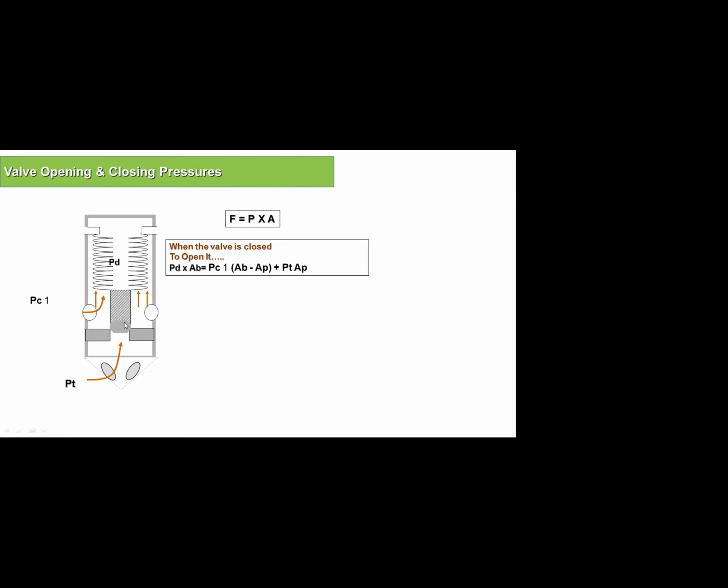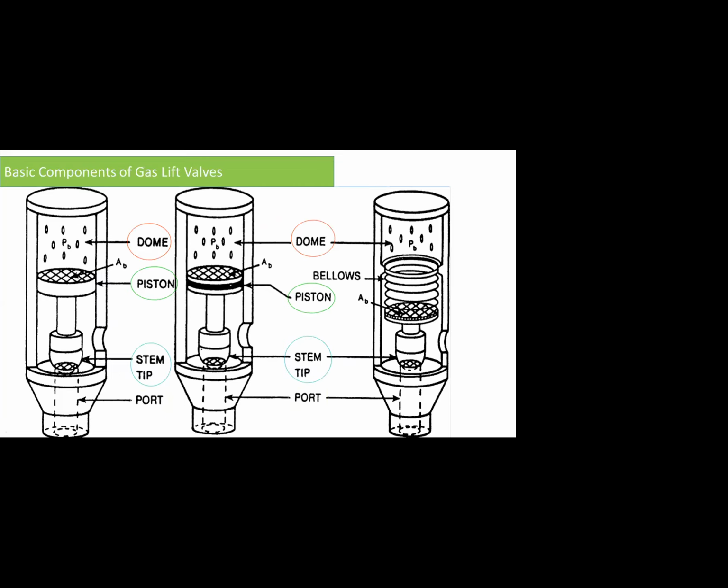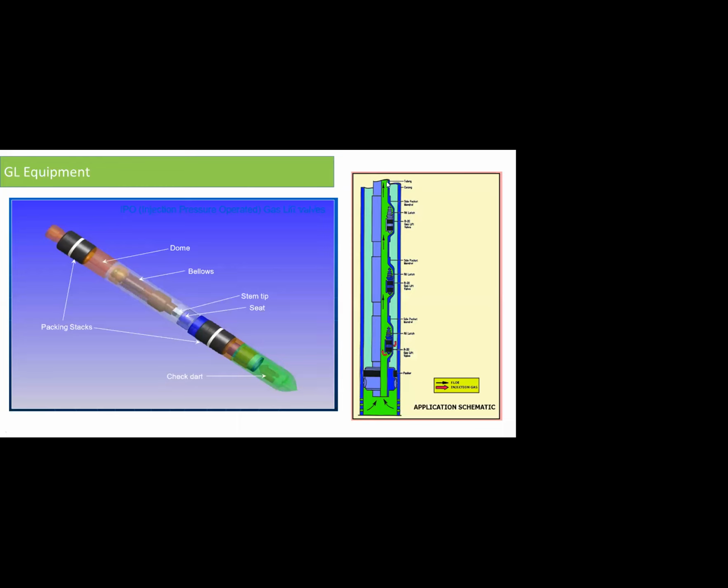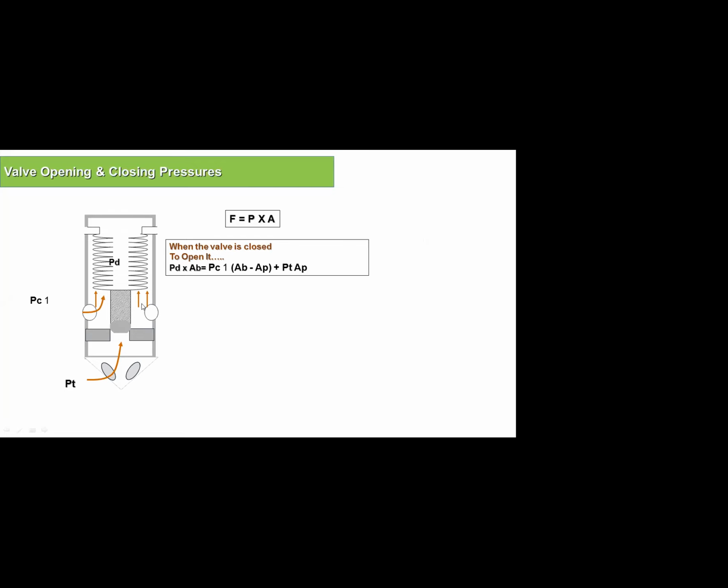On the same side, we have other pressures down in the well. We have the casing pressure. Remember, everyone? Gas is injected here, the annulus here. So we have the casing pressure working on this area, the area of the bellow minus the area of the stem or the port. At the same time, we have a tubing pressure working, or trying to open this. It's moving in this direction. It's working on this stem.